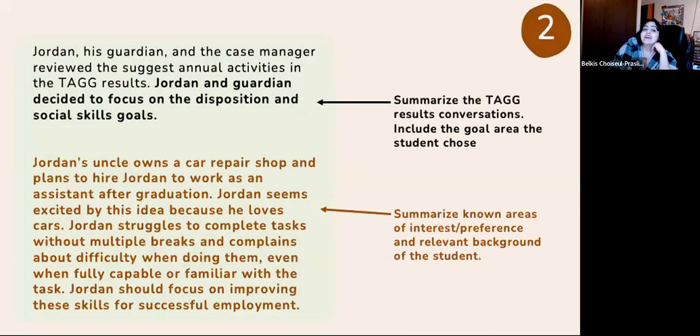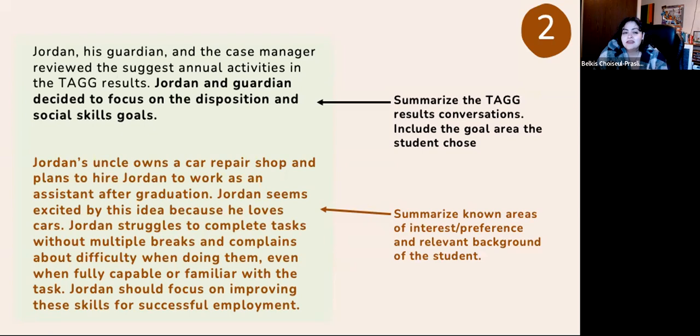All right. The next thing that you could add, this is part of my formula for these, is to summarize that conversation that you had. No, you don't always have to do this for other assessment results, but because the TAGG has done so much for your end, I put it in there saying Jordan, his guardian, and the case manager reviewed those test results together and decided as a group that this was the best goal to work on. In part, that's just a summary of your conversation.